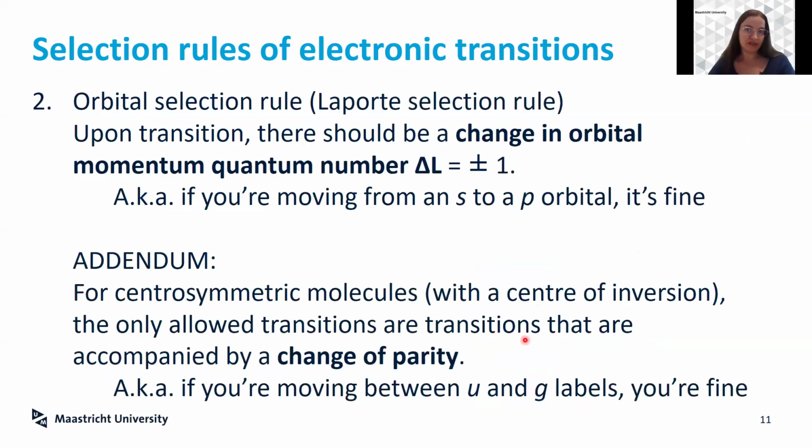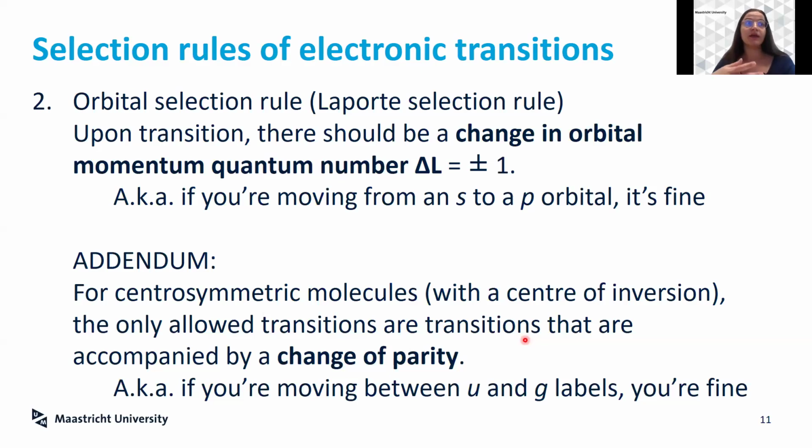The second very important selection rule is called the Laporte selection rule. Upon the transition, you need to change the orbital. You cannot stay in the same orbital momentum state. So you need to change the L number, plus or minus 1. You need to move somewhere else. So if you have your S, P, D, F, whatever, move to another L, and then we can transition. If you move from an S to a P orbital, you're fine. If you want to stay in the P, it's not fine.